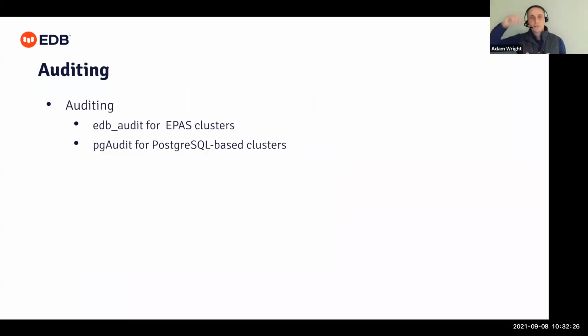Right, and for customers who need to pass government or financial audits, you often need to produce audit logs. This is also the case in the federal government with the Security Technical Implementation Guide, the STIG. For Postgres, PG Audit can be used to generate audit logs. And for EDB Postgres Advanced Server, we have a tool called EDB Audit. PG Audit and EDB Audit are both available with CNP out of the box.